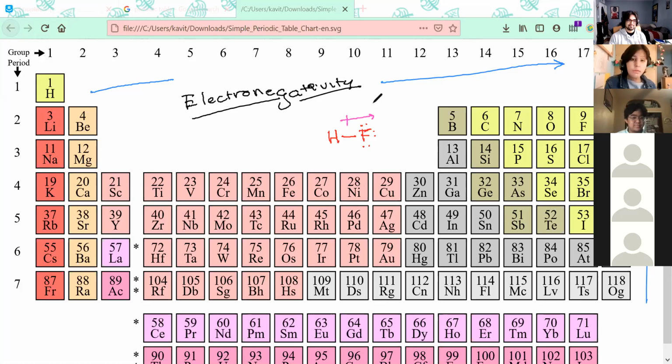What does this arrow show? This is a little bit of jumping ahead, but does anybody know what this arrow means? The dipole. The dipole, right? So what does it mean when you have a dipole?